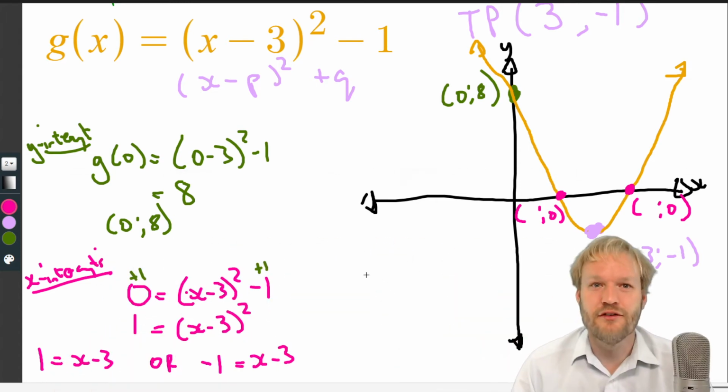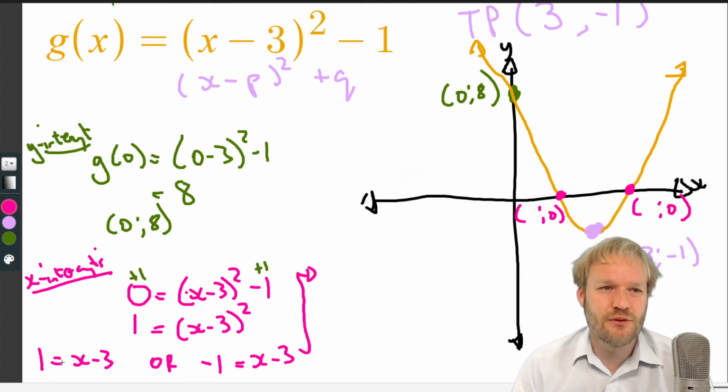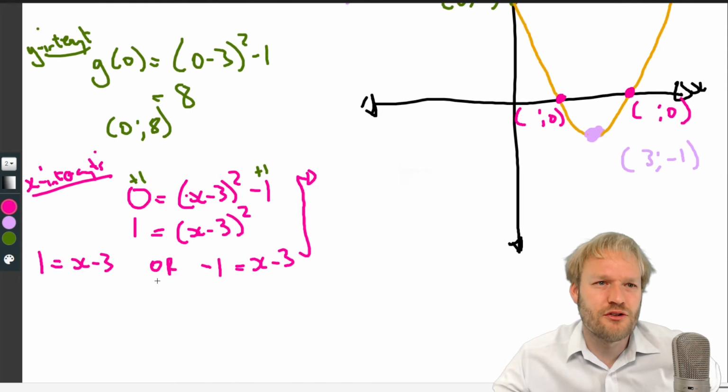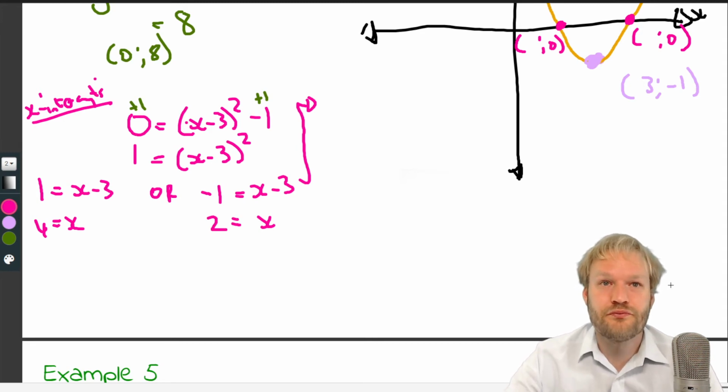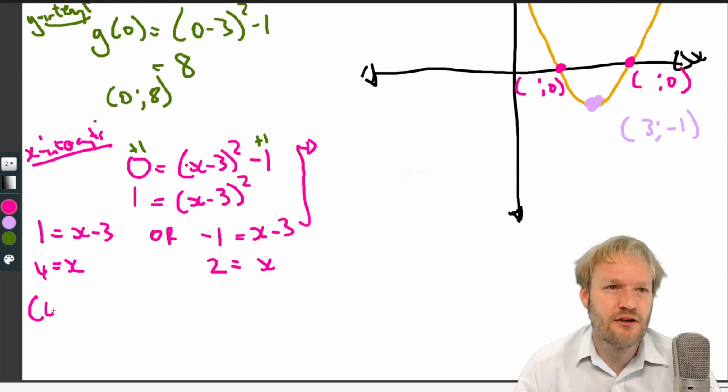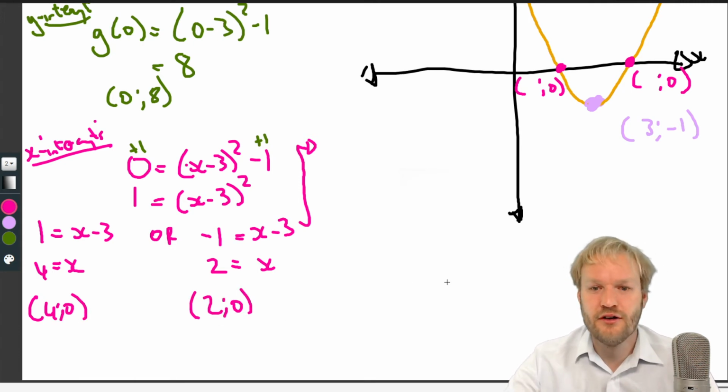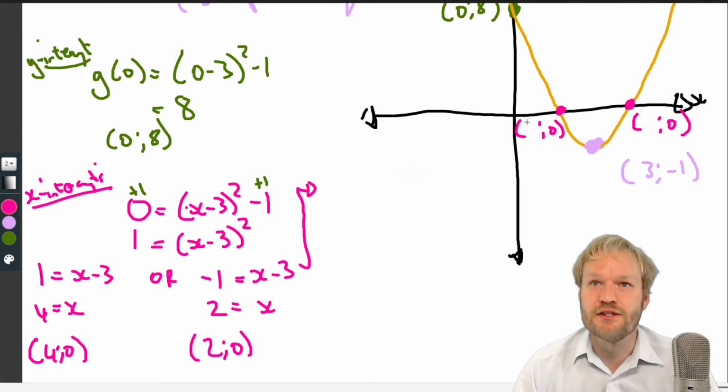Okay, let me move over here. I want to keep everything on one page, so maybe I'll just scroll down. From this one here, we've got plus 3 on each side, so x equals 4. And on this side, we plus 3 on each side, so x equals 2. So what we worked out is that (4, 0) and (2, 0) are points on our graph, which relate to these points here, 2 and 4.